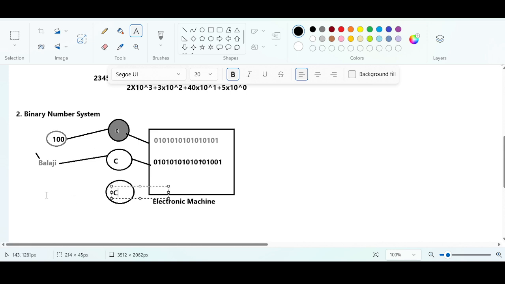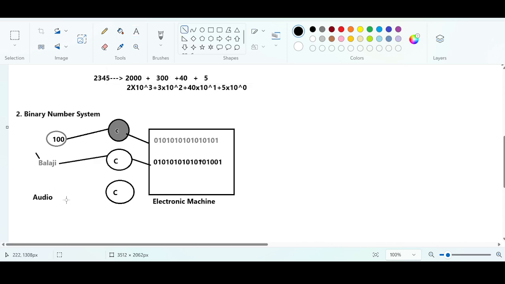If you have any audio, you send audio messages, right? How are these audio messages converted? Even these audio messages have to get converted in the form of zeros and ones, and the converter will come into the picture. How will this converter ensure that the right conversion is happening?